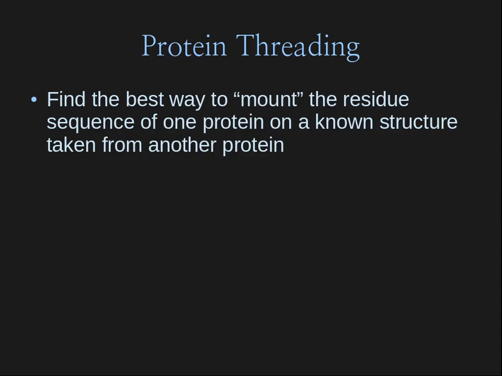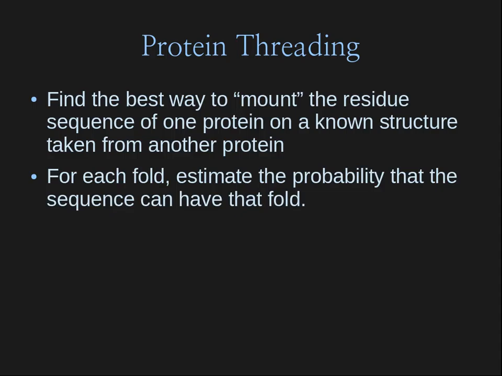So let's move on and talk about the last method that we didn't get to Monday in class of predicting protein structures, and that's protein threading. What this is doing is trying to find the best way to mount a residue or a series of residues onto a protein in such a way that we're using the known structure of another protein. Now this, at this moment, sounds probably a little bit familiar, but hold on for just a moment.